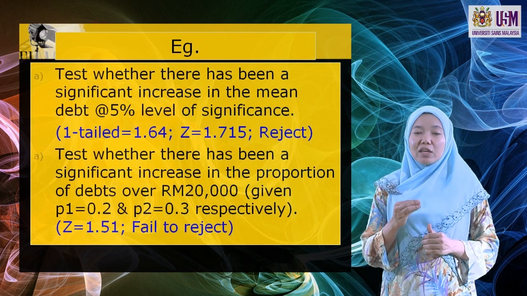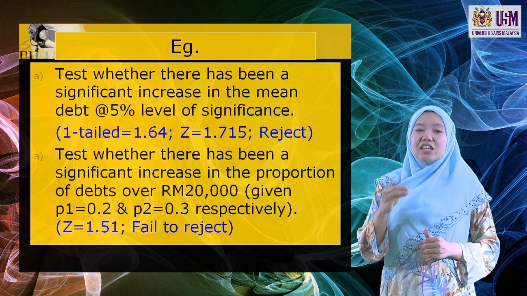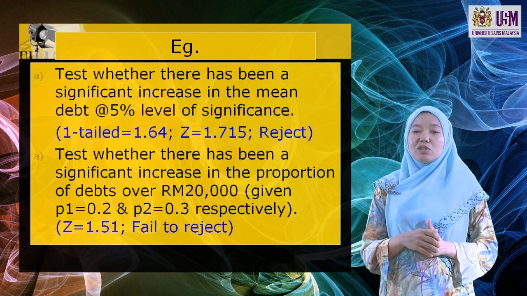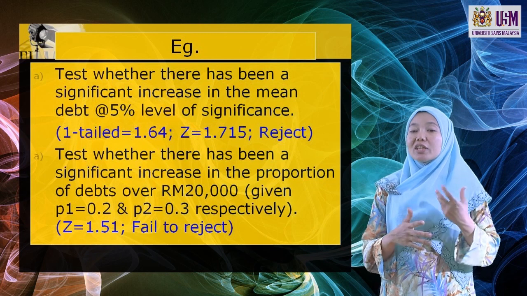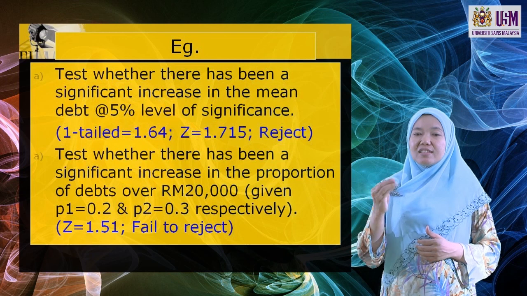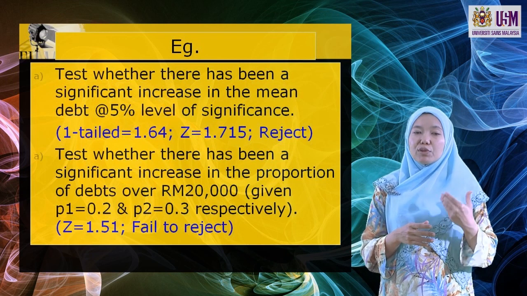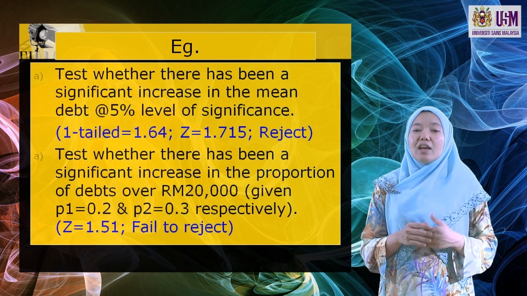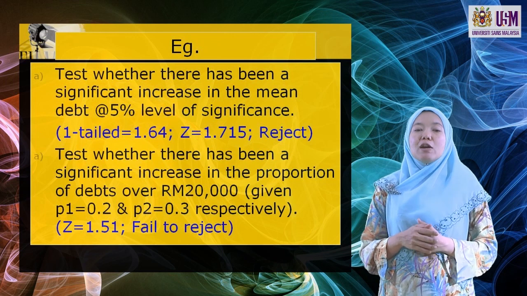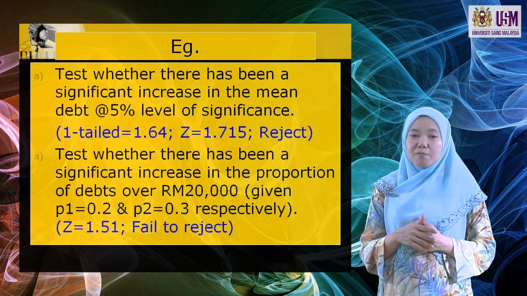In the second part, suppose that you are asked to test whether there has been a significant increase in the proportion of debts over 20,000 ringgit. So in this case, I change the question. Instead of talking about two means, now we are talking about increase in the proportion of debts. So in this case, you are given the proportion for sample 1, 0.2, and the proportion for sample 2 is 0.3 respectively.